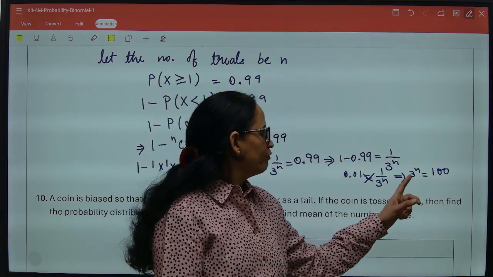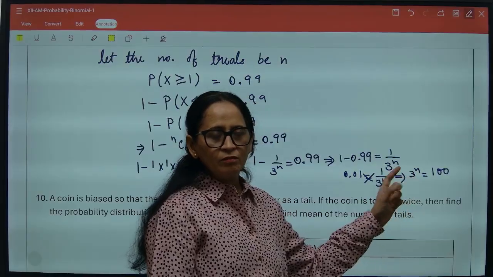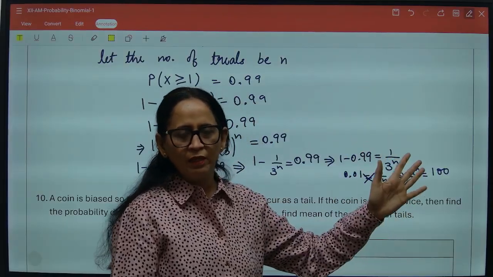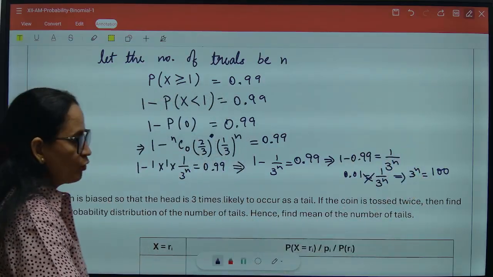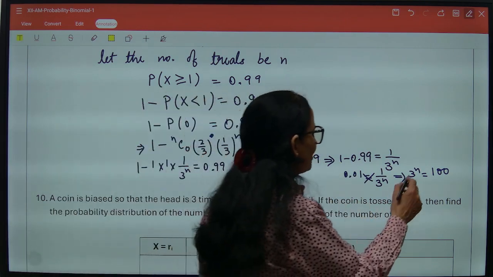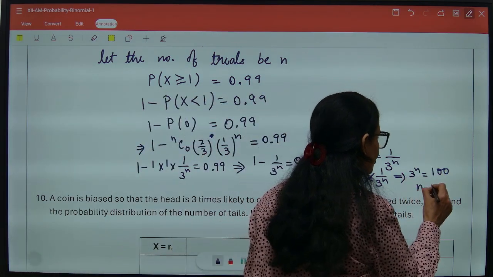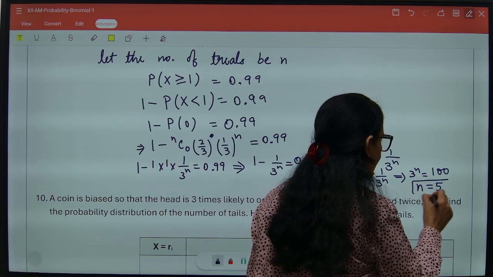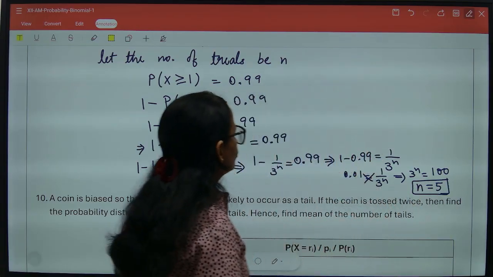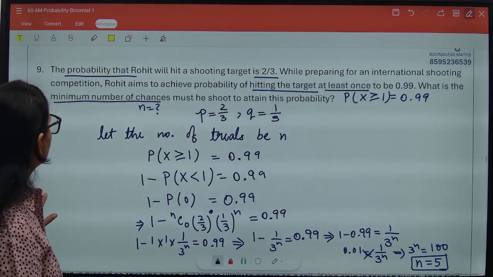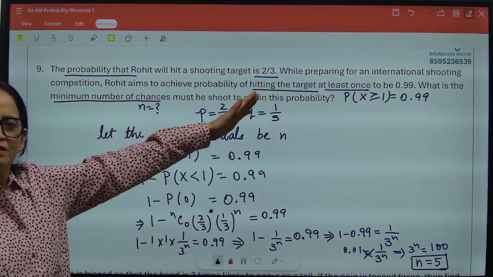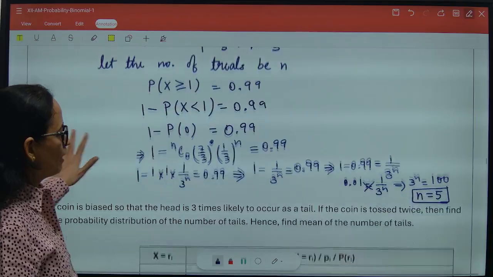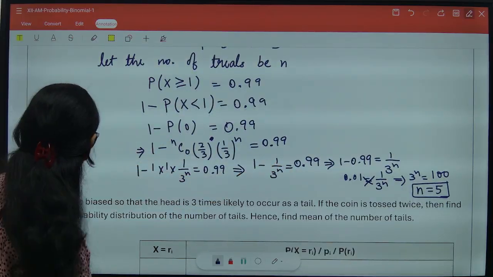So what value of n should be there? 3 3s are 9, 9 9s are 81. 3 to the power 4 is 81. 3 to the power 5 is going to be bigger than that. So that means he should at least try for 5 times. So the number of trials he should be trying is 5, so that the chances of hitting the target at least once come out to be 0.99. So the value of n is 5 here.